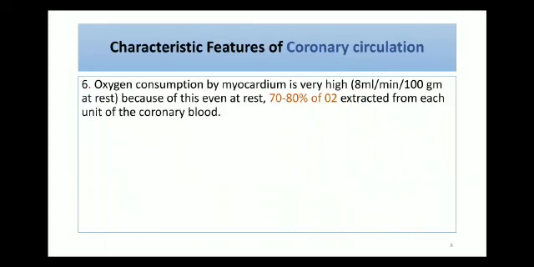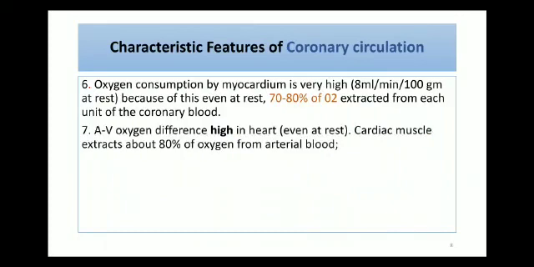What happens in the other tissues of the body? When blood comes, it extracts only 25 to 30% of the oxygen and keeps the rest as a reserve. When it requires more because of some special situation, then it will take more. In the normal resting stage, it takes only 25%. But here, we are talking about the resting stage only, and 70 to 80% of oxygen is being extracted.